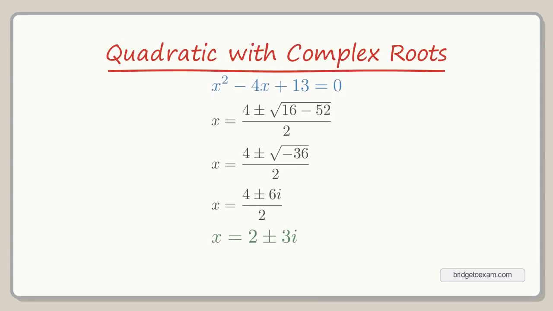Solve x squared minus 4x plus 13 equals 0. Using the quadratic formula gives 4 plus or minus the square root of negative 36, all over 2. The square root of negative 36 is 6i, so the solutions are 2 plus or minus 3i.